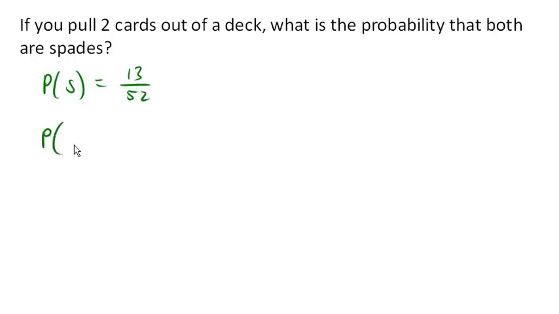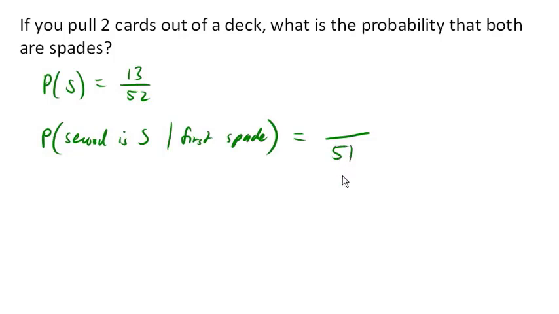Now what's the probability that the second is a spade, given that the first was a spade? In order for both cards to come out spades, the first is going to have to be a spade and the second. And so what's the probability that the second one is a spade given the first was? Well, given that the first one was a spade, there's now one less card in the deck and one less spade in the deck. And so 12 out of 51 is the probability of the second one being a spade.